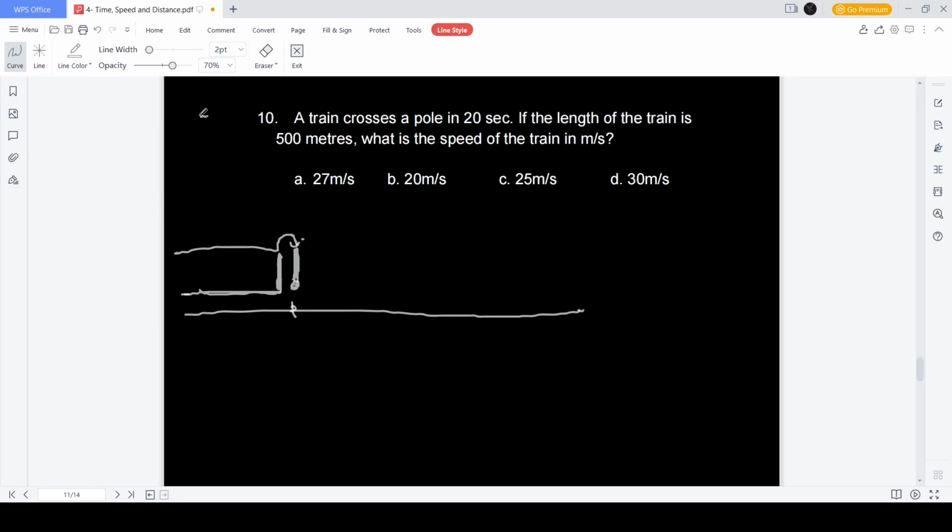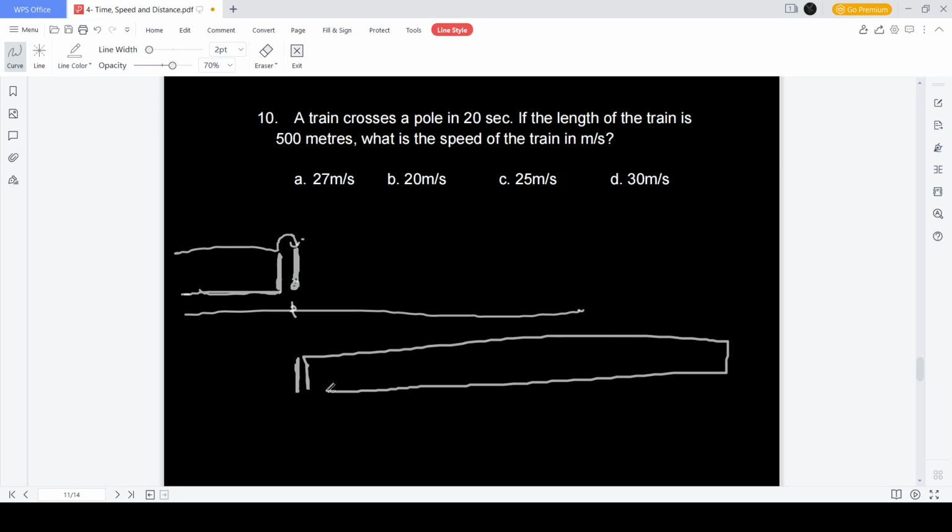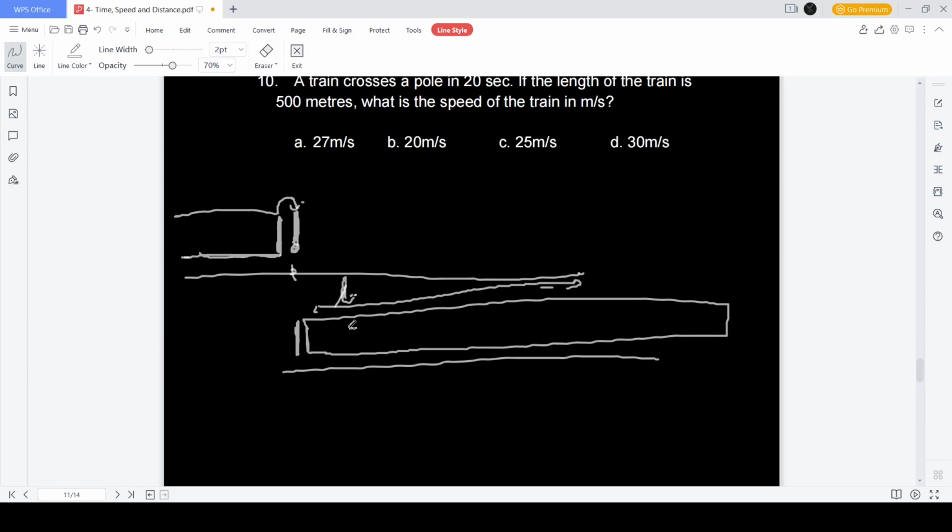Okay, this is the pole and this is the train. After it passes the pole, this will be the end of the train and this will be the starting of the train. So this whole distance will be the length of the train, correct? Now we need to know how much the head of the train traveled. It traveled the length of the whole train, right? At the time it takes to cross the pole, the train traveled the distance L in meters, right?